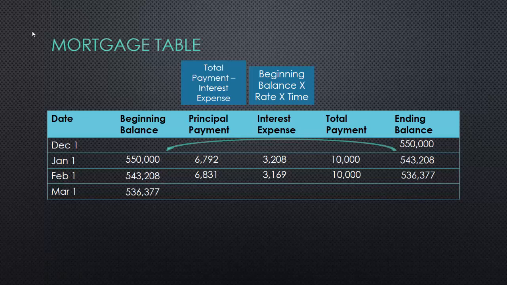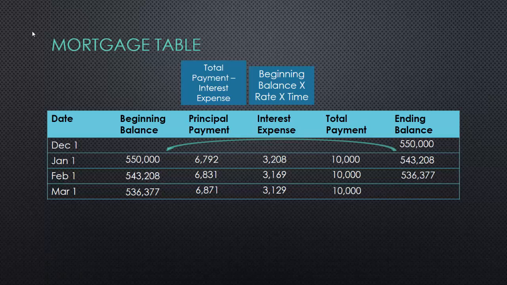We take that number, we multiply it by rate, and we multiply it by time. In March, when we do the math, we're going to figure out that we owe $3,129 in interest on this particular mortgage. And if we're paying $10,000 and $3,129 goes towards interest, well, the remaining $6,871 must go towards principal. So our total payment is still $10,000. That number's never going to change.